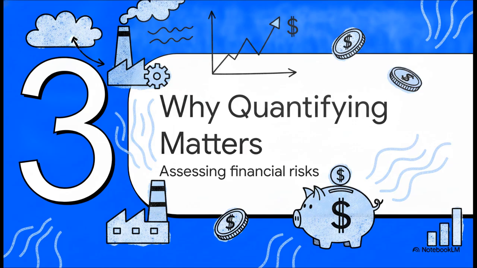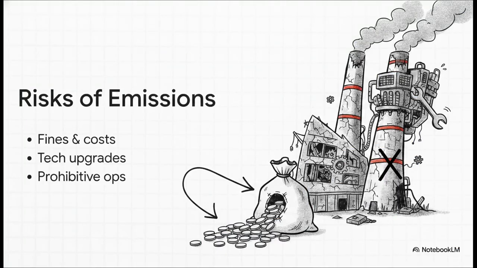Finally, let's look at Section 3, Why Quantifying Pollution Matters, Assessing the Financial and Operational Risks. If a utility fails to manage these air emissions near communities, they are staring down a cascade of financial risks. We're talking severe regulatory penalties for noncompliance, higher compliance costs across the board, and forced capital expenditures. Because these 5 pollutants are so strictly regulated, breaking the rules means massive fines.